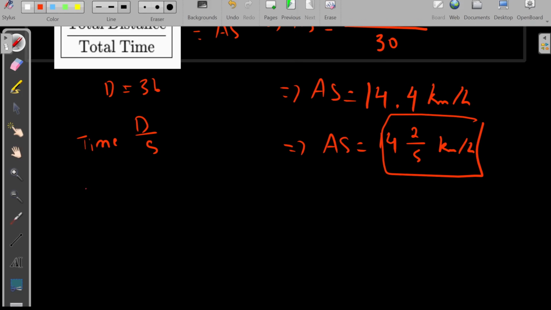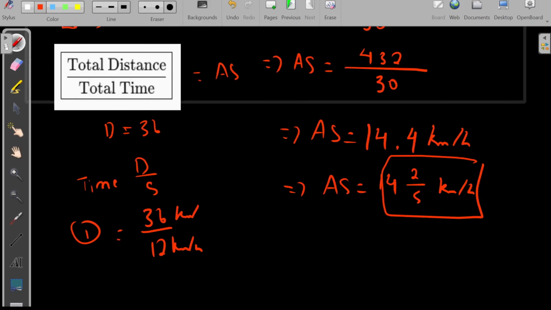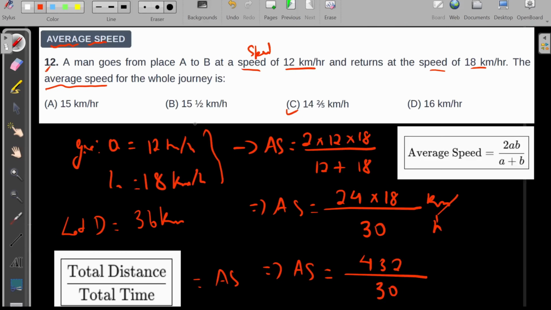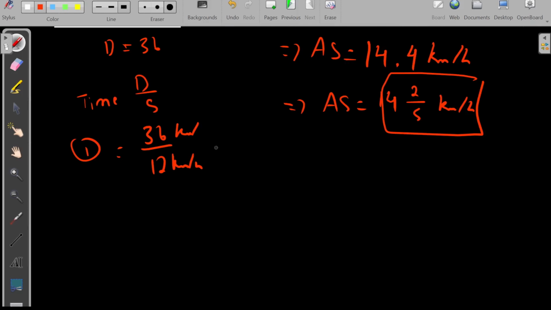So our first speed would be, distance is 36. Our speed is 12 kilometer an hour. This one is kilometer. Now this speed is taken from the question. I hope you still remember, which is this one, 12 kilometer an hour. Now 12 times 3 is 36. So kilometer will be cancelled. It will be hour. So 3 hour.